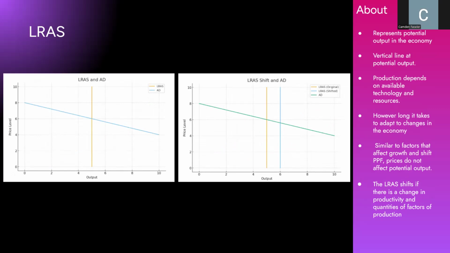LRAS shifts only when there are changes in the productivity or the quantity of factors of production. A good example of an LRAS shift would be a major technology breakthrough like artificial intelligence improving efficiency across industries. This increases potential output and shifts LRAS to the right.